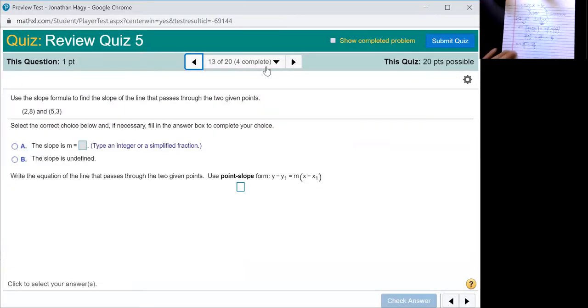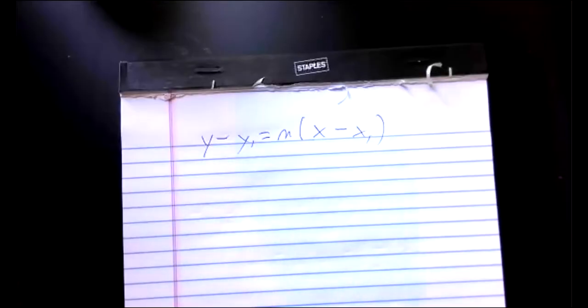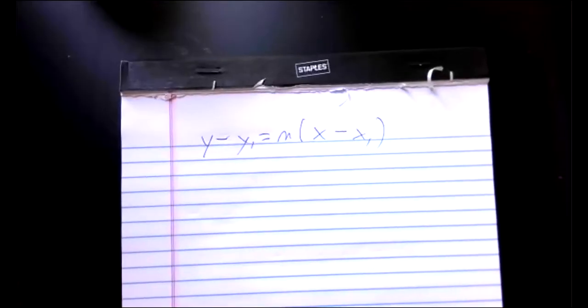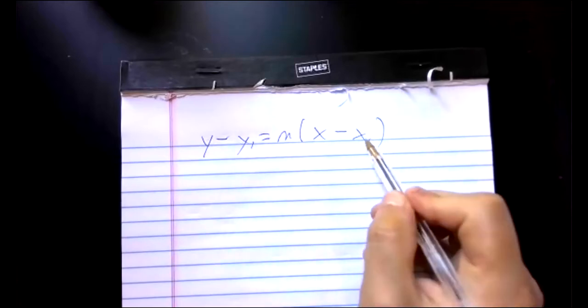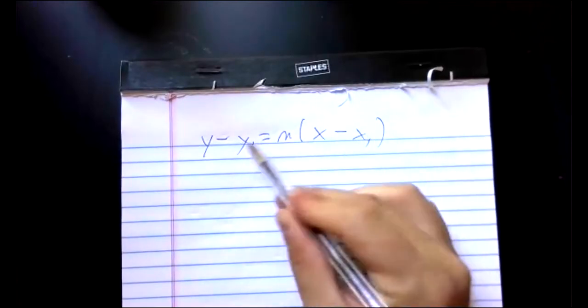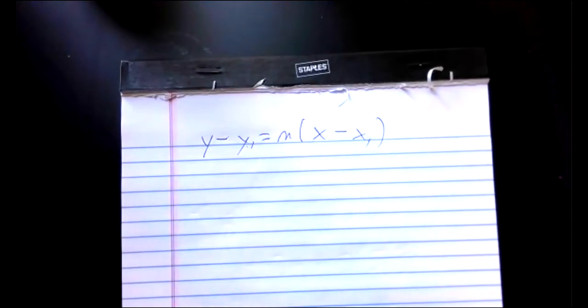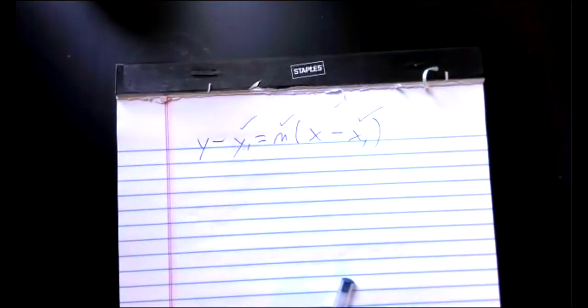Okay, now these other problems on writing an equation. Nearly every single time you're going to use this formula. This is the point-slope form of an equation. The point is x1, y1. This is just any point in the line. And m represents the slope. So if we know those things, we can write an equation.